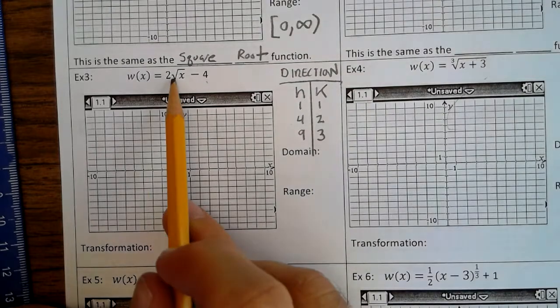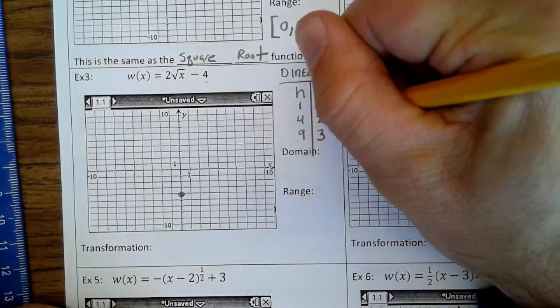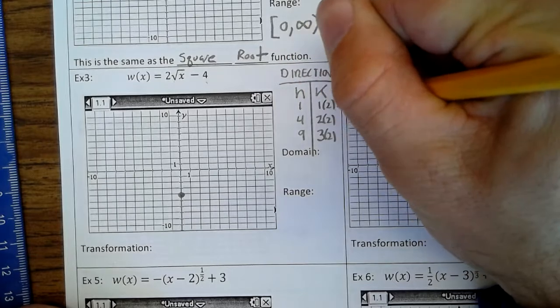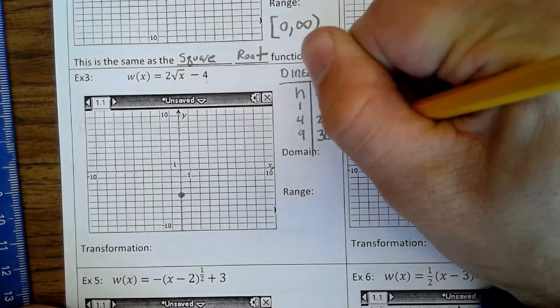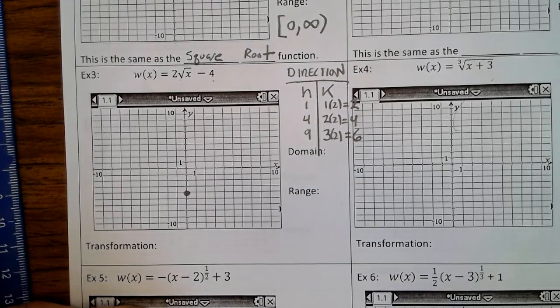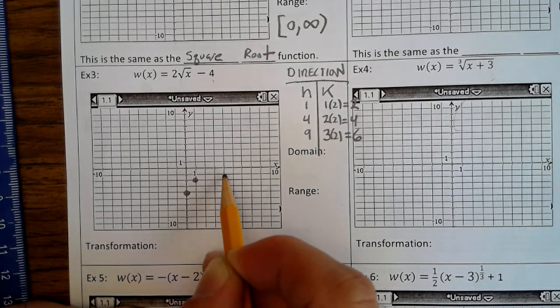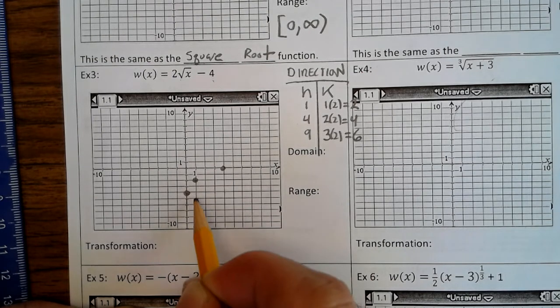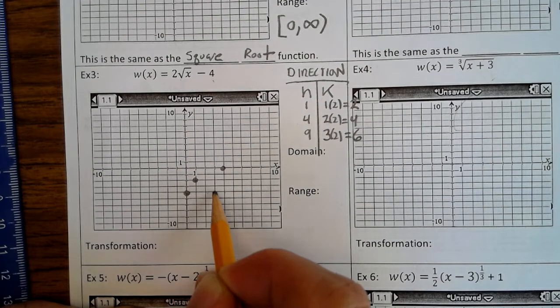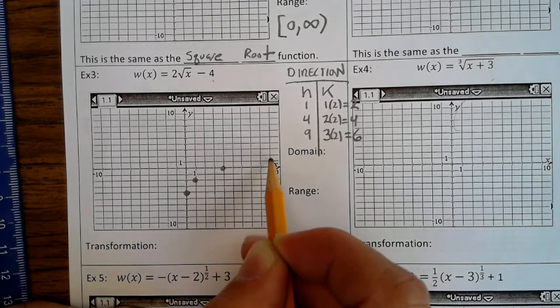But we're multiplying the square root by 2, so we have to multiply all the y's by 2. So that's 2, 4, 6. So from here we go to the right 1, up 2, to the right 4, up 4, and to the right 9, up 6.